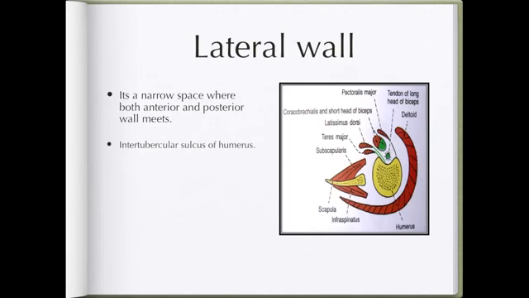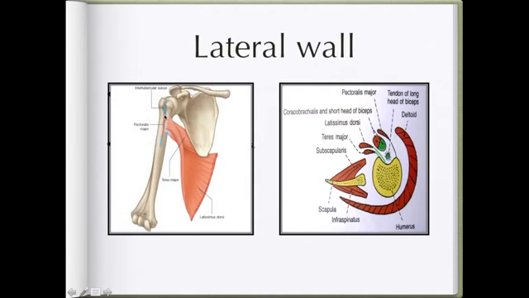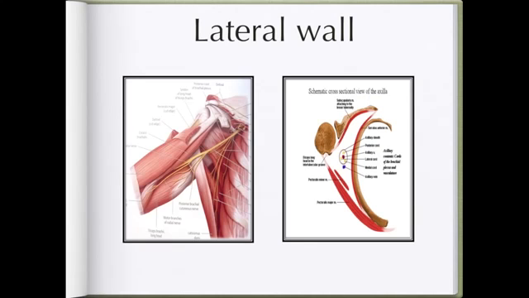So the lateral wall is a narrow strip-like area where the anterior wall and posterior wall meet. Here you can see that this is the lateral wall. Here the anterior wall and posterior wall meet. The anterior wall muscle is pectoralis major and the posterior wall muscles are latissimus dorsi and teres major. These muscles get inserted onto the lateral and medial lip of the bicipital groove. So the bicipital groove represents the lateral wall of axilla. It's a narrow strip-like groove which contains the long head of biceps muscle. The long head of biceps muscle arises from the supraglenoid tubercle and the short head of biceps muscle arises from the coracoid process.